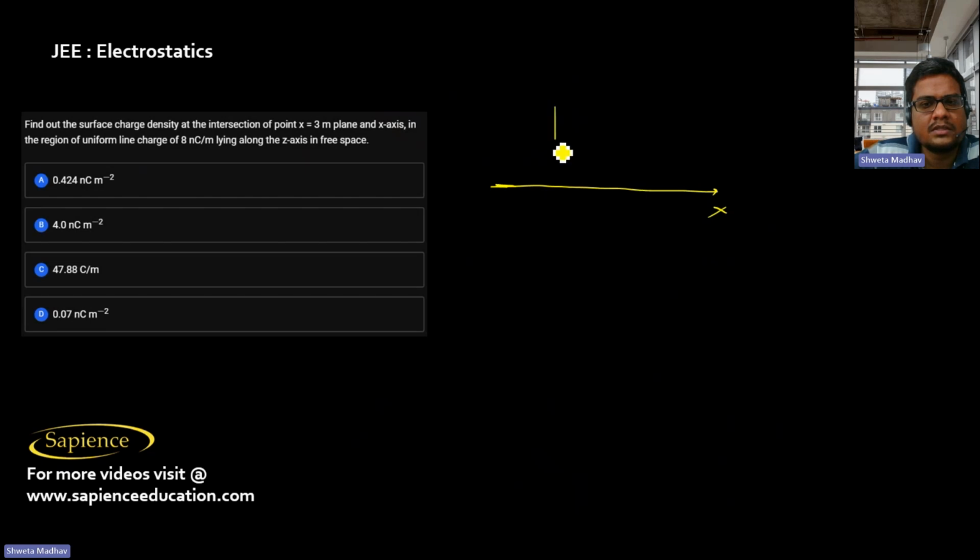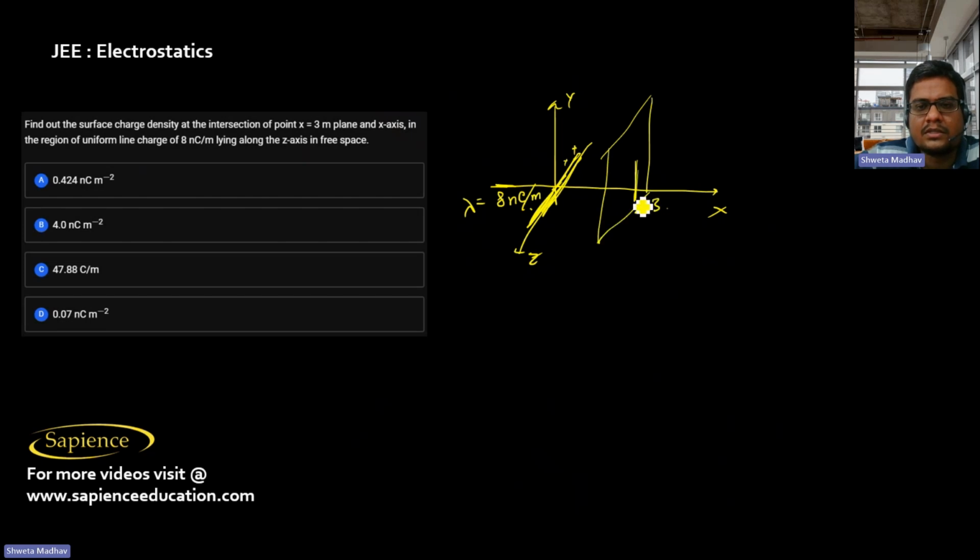Suppose this is x-axis, this is y-axis, this is z-axis. Now uniform line charge is there. Lambda is 8 nanocoulomb per meter lying along the z-axis, and the x equal to 3 plane will obviously be parallel to the yz plane and will intersect the x-axis at 3, 0, 0. And here the surface charge density is what we have to find out.